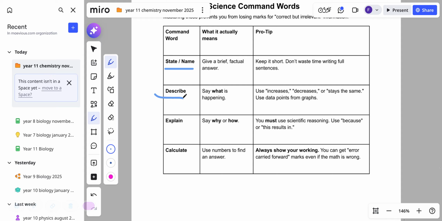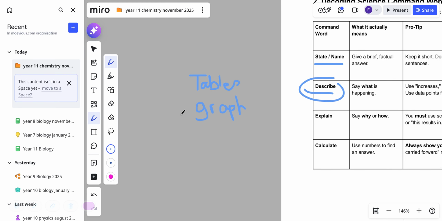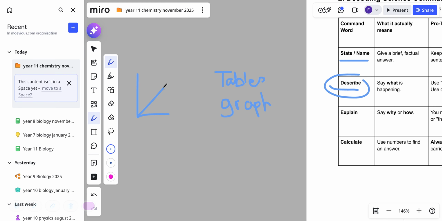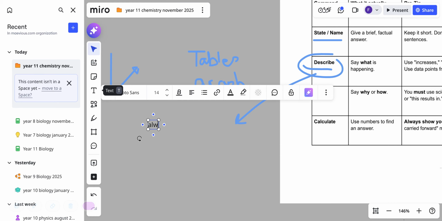Describe is very similar. It applies across maths, chemistry, biology, and physics. Describe tends to be for tables and graphs. Tell me what the tables show you. Tell me the trends in the graph. The worst way to do it is, oh, the graph goes upwards. I don't like it. I'm going to give you 0. And my advice to a describe question is always use numbers. Always use numbers.